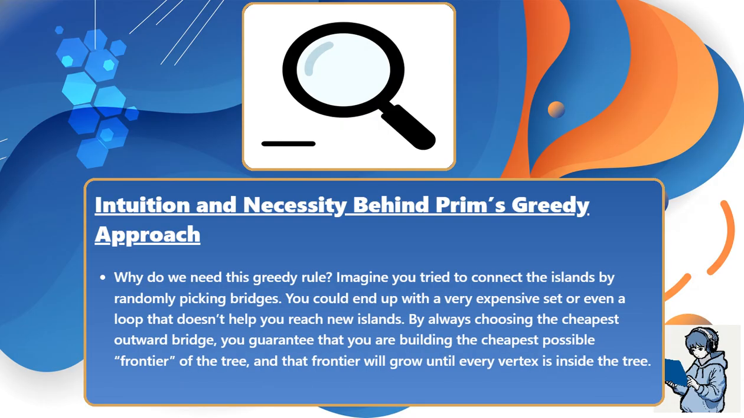Why do we need this greedy rule? Imagine you tried to connect the islands by randomly picking bridges. You could end up with a very expensive set or even a loop that does not help you reach new islands. By always choosing the cheapest outward bridge, you guarantee that you are building the cheapest possible frontier of the tree, and that frontier will grow until every vertex is inside the tree.